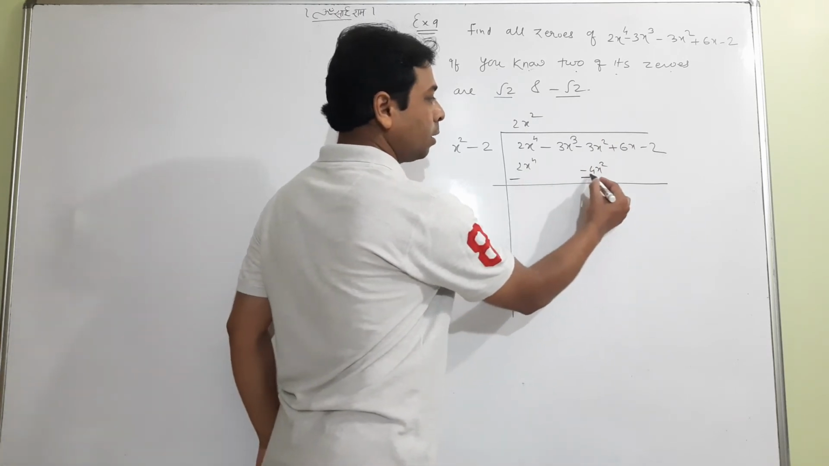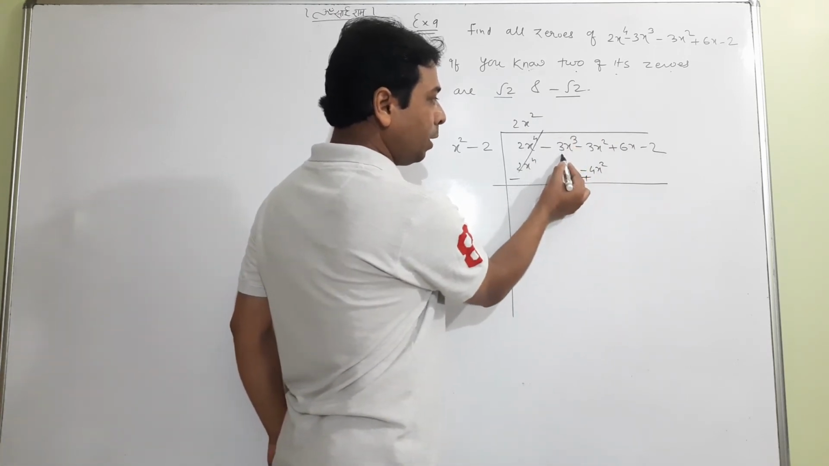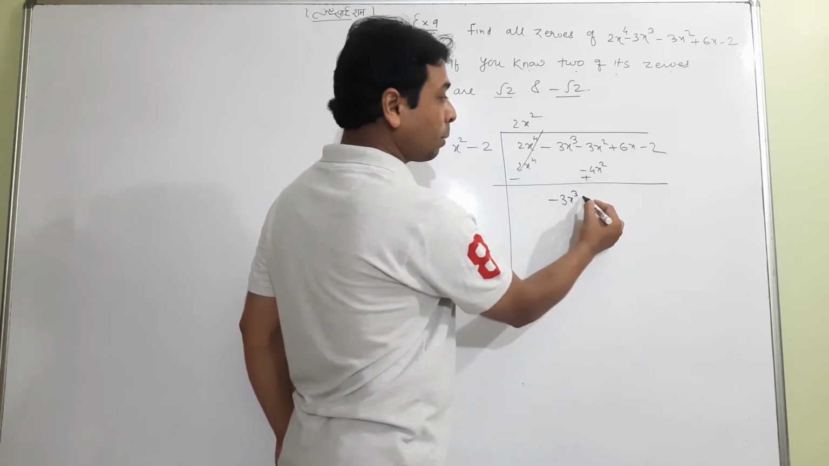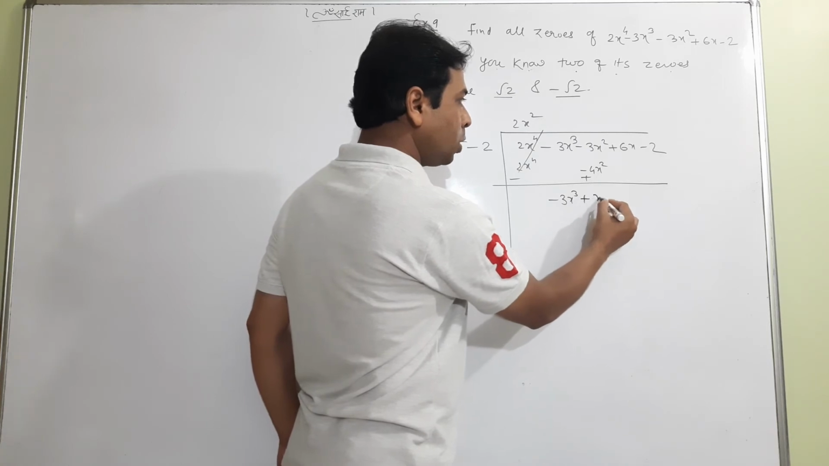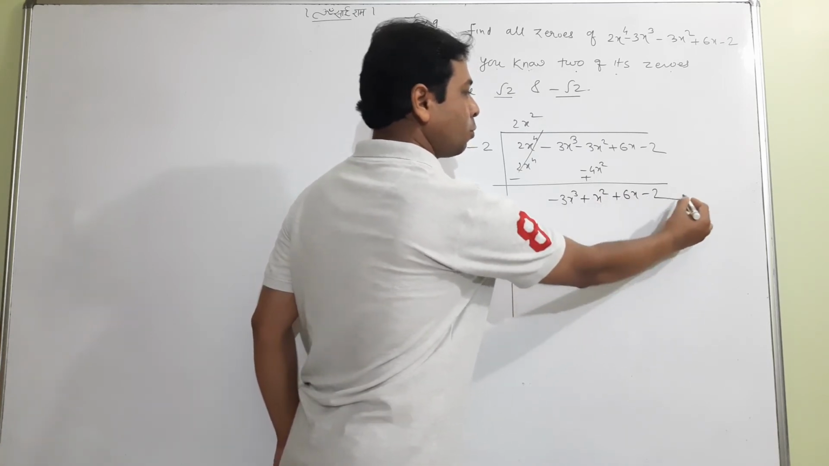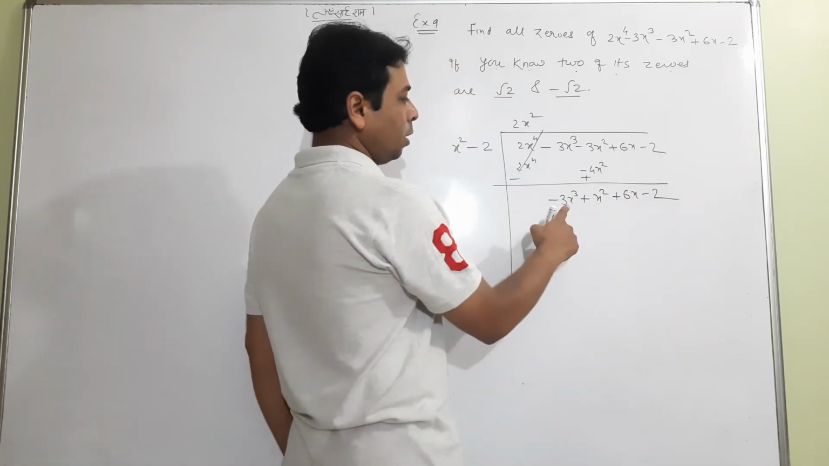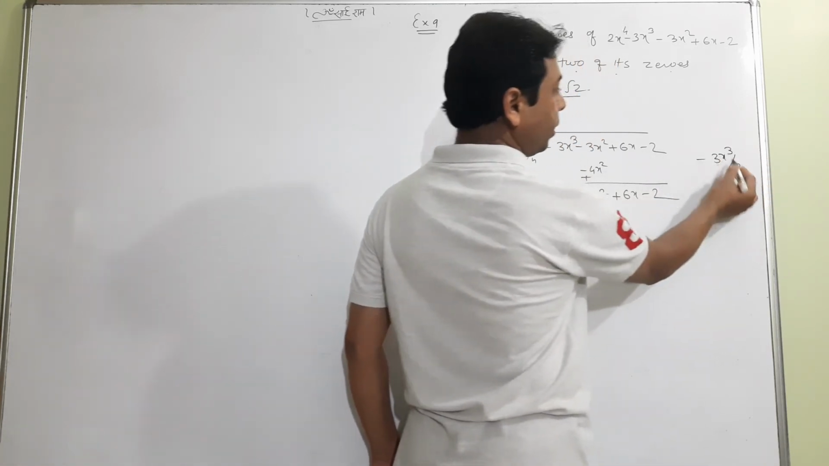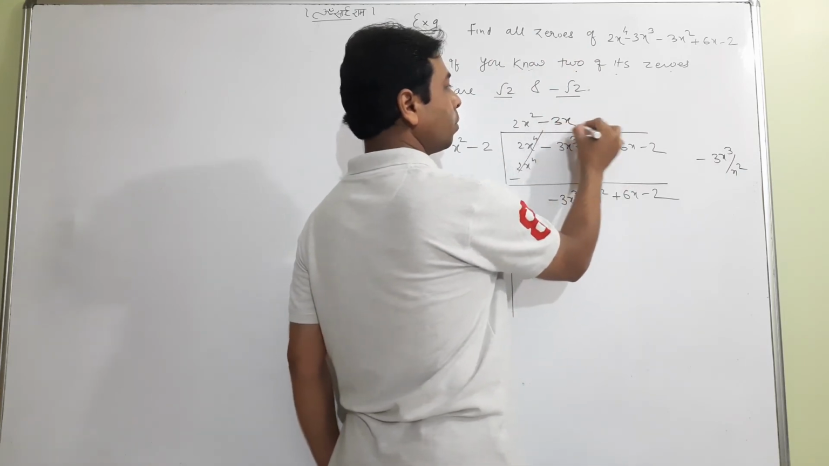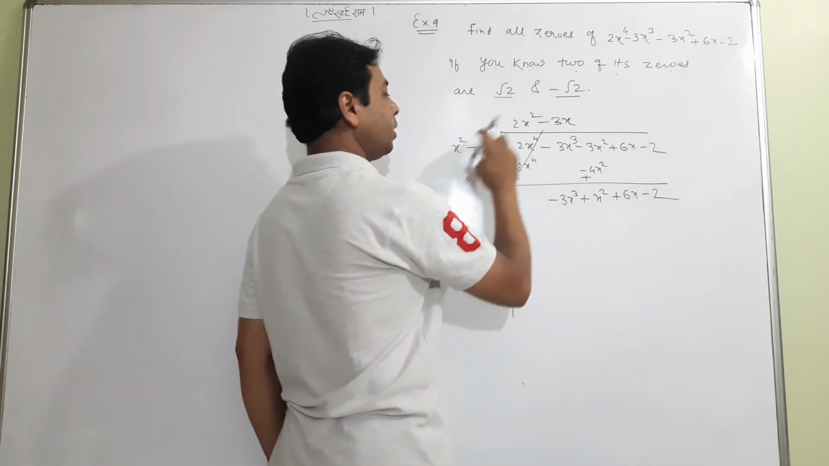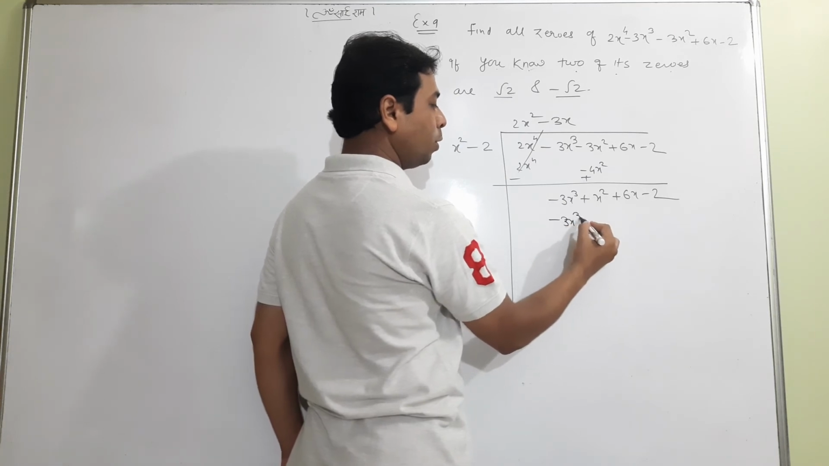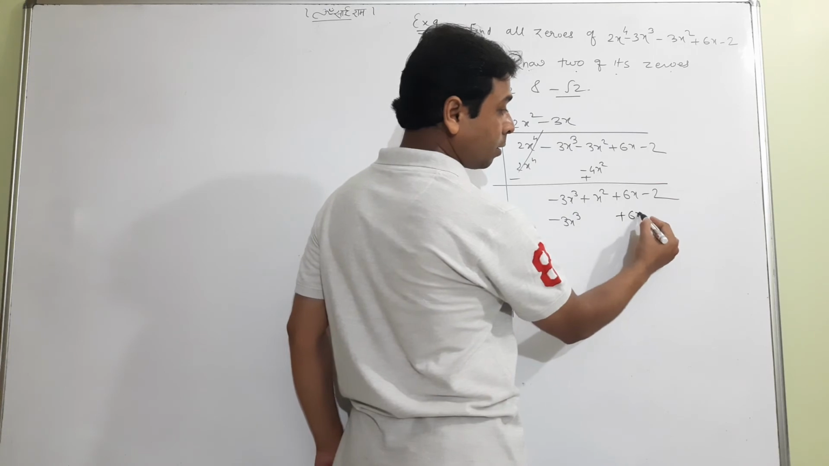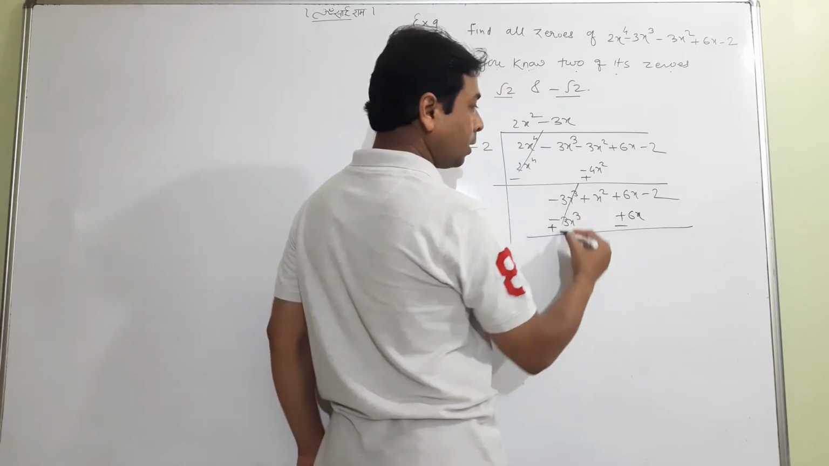Now I'll subtract. This will cancel. What remaining? This section: minus 3x cube remaining. This minus plus, definitely subtraction. Sign of the bigger number will be used here. Plus 6x minus 2. Now what to do next? This divided by this. I'll get minus 3x. Minus 3x into this: minus 3x cube. Minus minus plus 3 times 6x. Now 6x will be written under this. Now sign change. Cancel. Cancel.